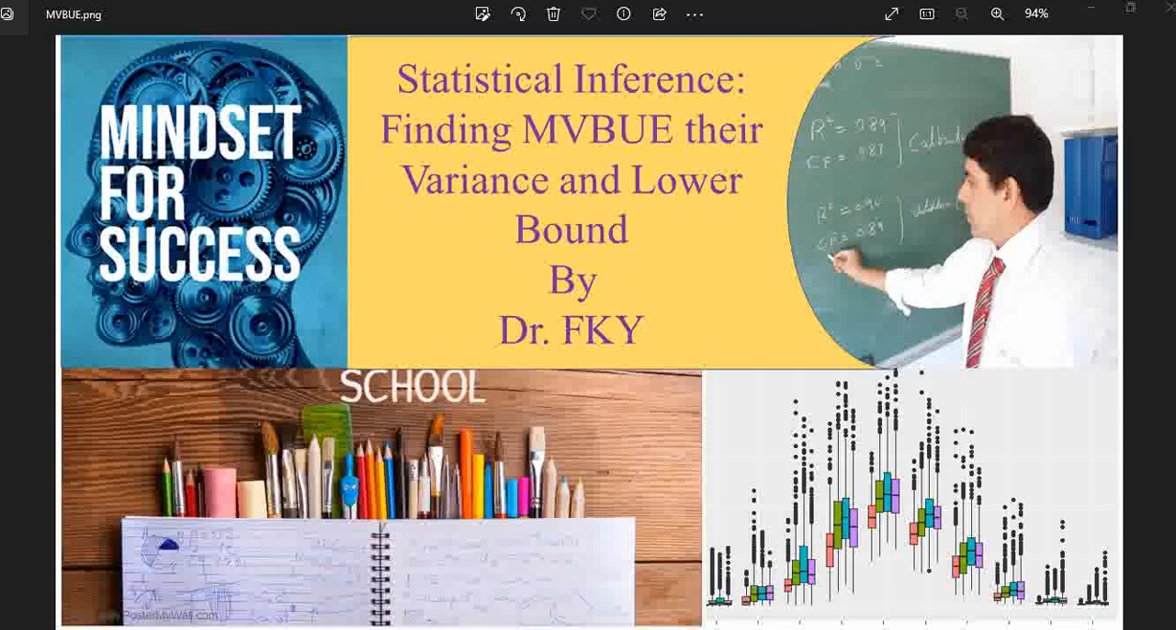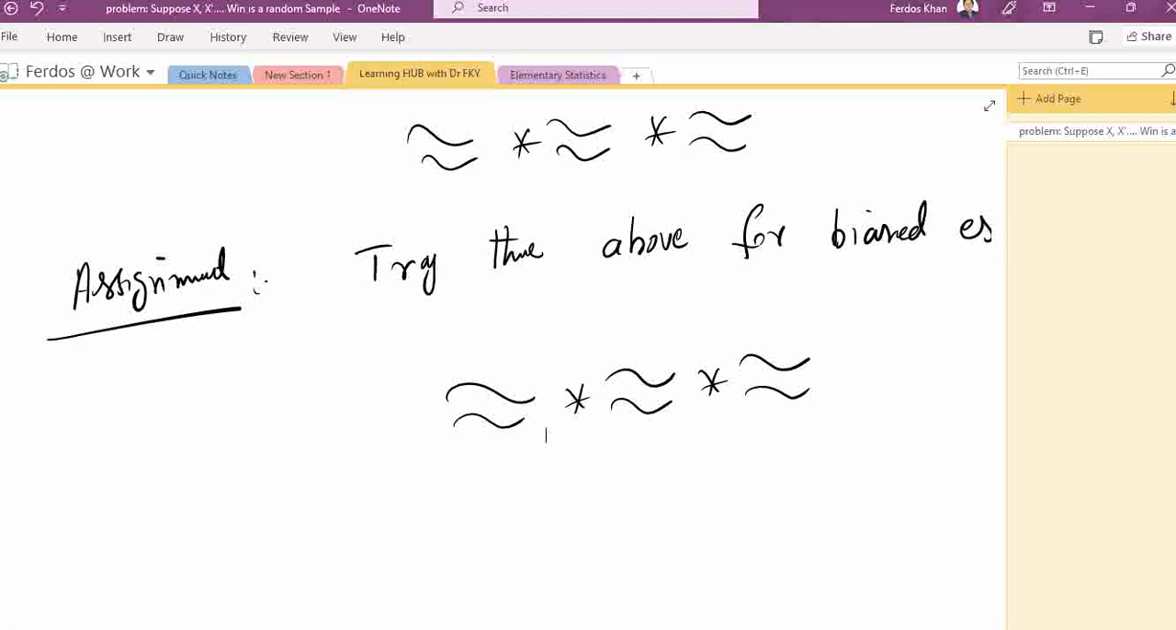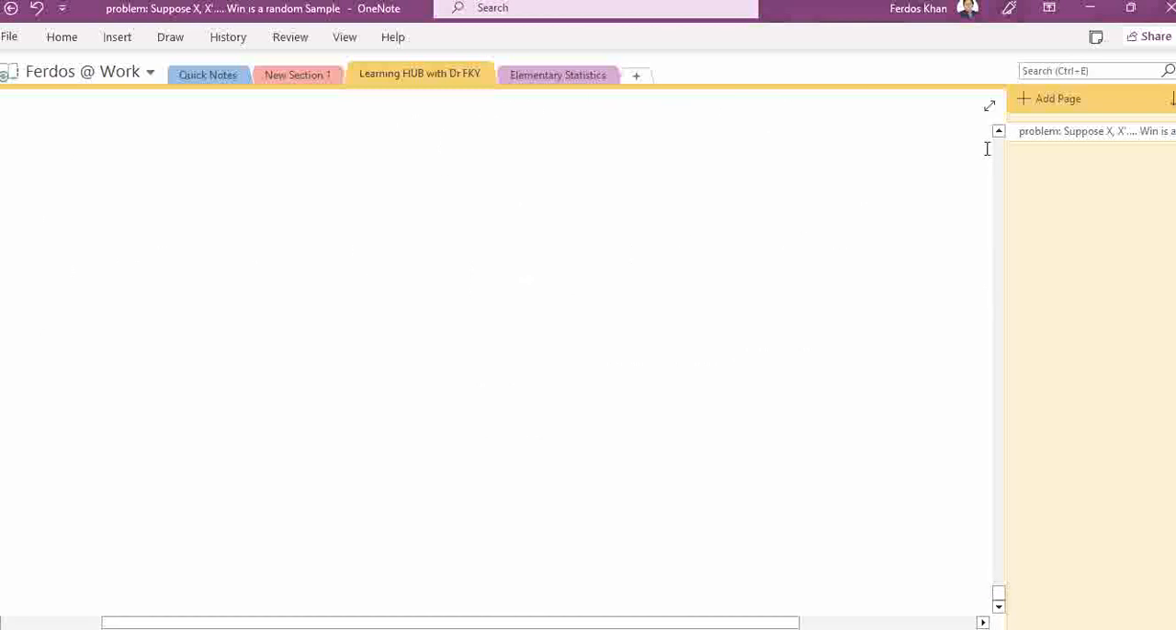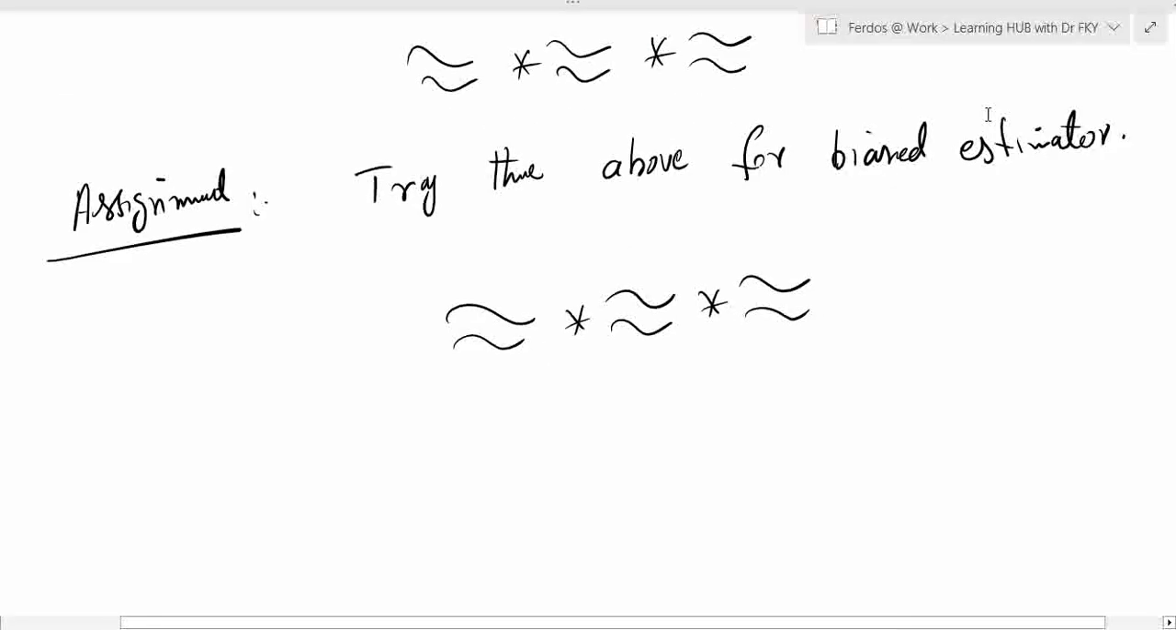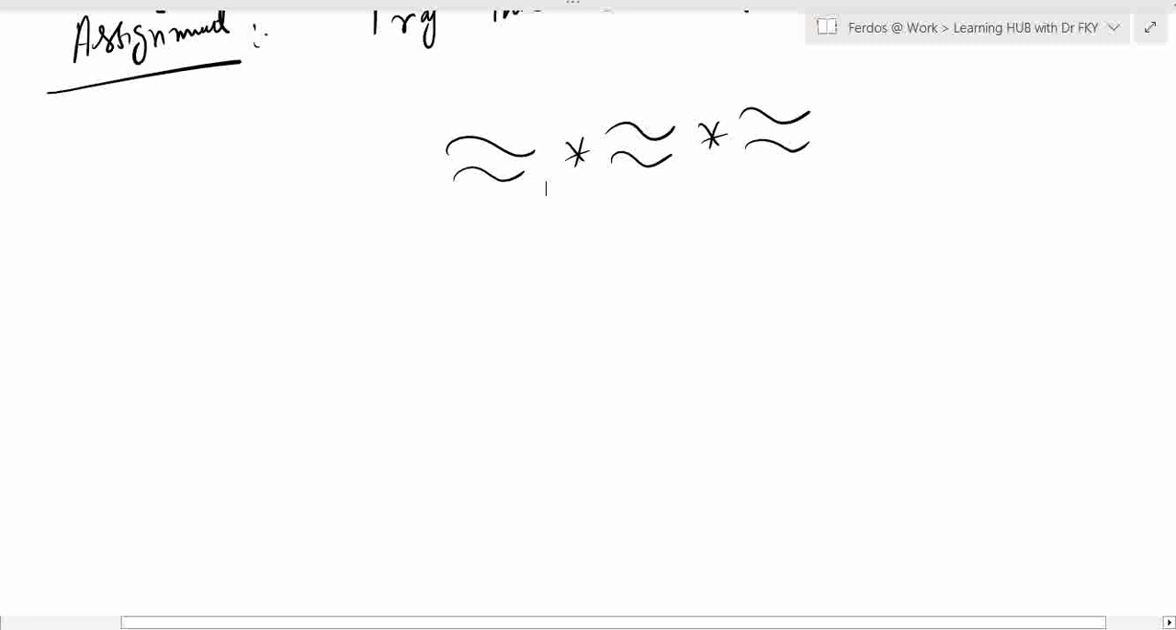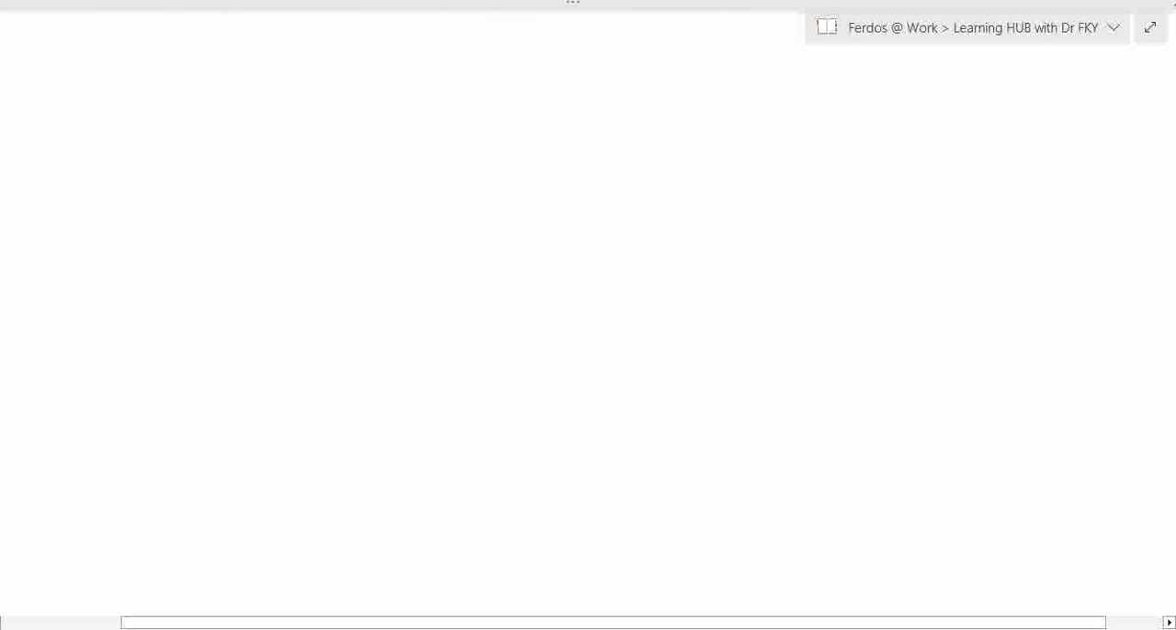So let's move to the proper lecture. I would like to write the general form to find this MVBUE. Finding MVBUE: minimum variance bound unbiased estimator.